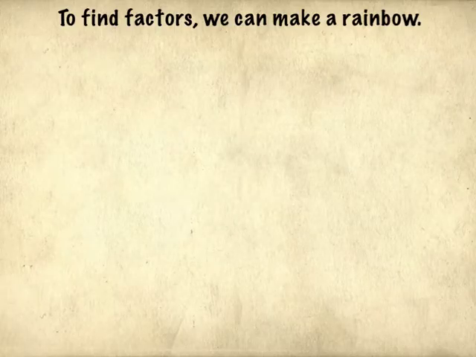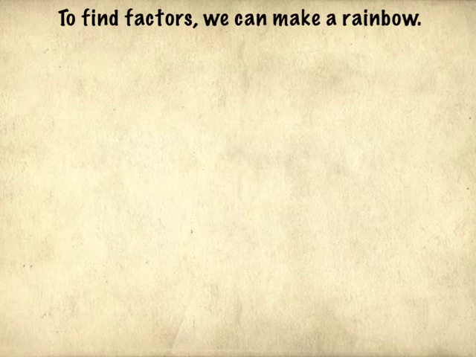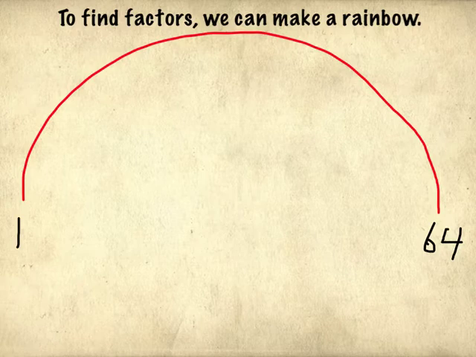One of the easiest ways for us to find factors of a number is to make a rainbow. So if I asked you to find all the factors of 64, what you're going to do is start with 1 and the number itself as the outside edges of the rainbow. So there's 1 and 64. They're going to be my outside numbers of the rainbow. The next thing I'm going to do is see if I can divide the number by 2. So can 64 be divided by 2? If so, I'm going to add those factors to the rainbow.